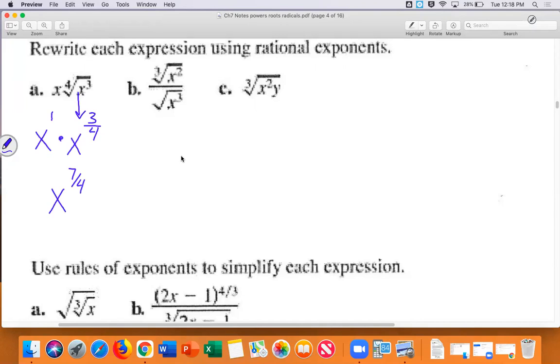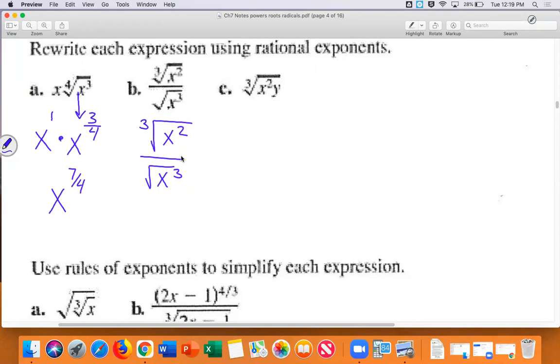Ms. Boswick, we okay? You can say no if you're not. All right. B, I know this is tough to see, so I'll rewrite it. We have the cube root of x squared over the square root of x cubed. Dividing these out, I don't know what it is. I can't do that, right? I can't write it as a single power of x. It's not possible. So what I can do is rewrite these as rational exponents, right?